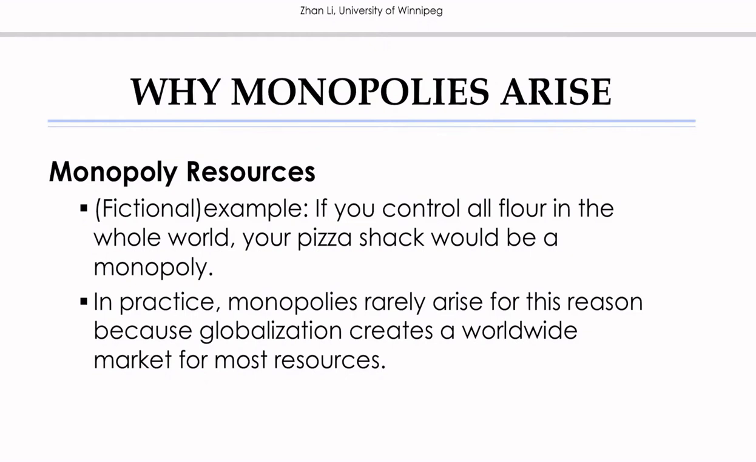However, you can see that this example is fictional because in reality, generally monopolies don't arise because of this reason. The reason is because for the past several decades, we have international trade, right? And we have this fast pace of globalization, right? And both international trade and globalization actually create a worldwide market for all kinds of resources. So it's very hard to find a firm which controls all the inputs.